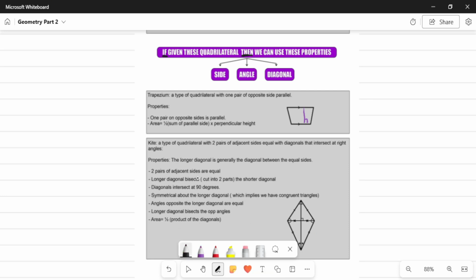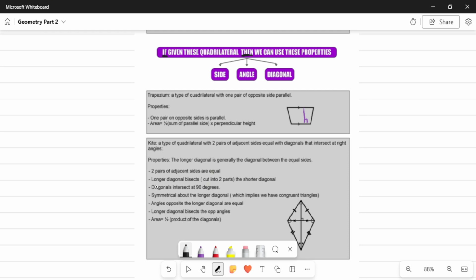2 pairs of adjacent sides are equal. So if in your paper the examiner tells you there's a figure that represents a kite, what can you conclude about the adjacent sides? They are equal. So this will be one pair that's equal, and this here will be another pair that is equal. So it has to be 2 pairs that are equal.